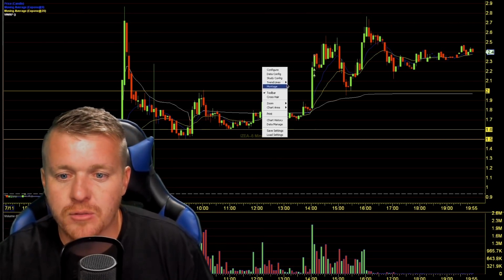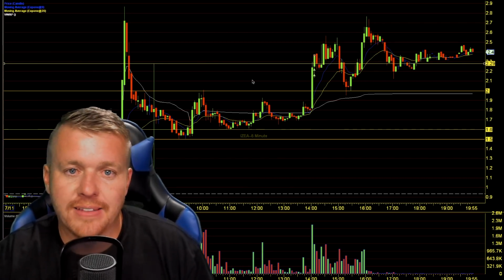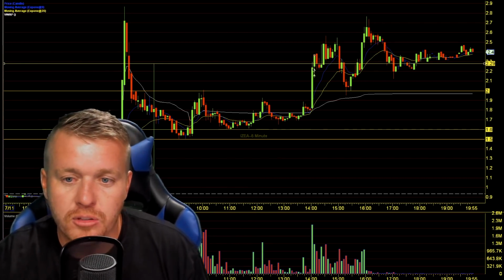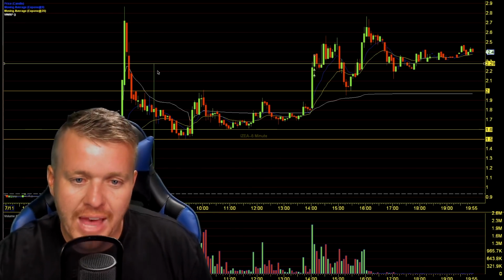Where is the previous resistance as well? Look at that right there, the $2.30 area. That's kind of what I was looking for. We got right up to that $2.30, the action was there, and I jumped in. We broke over $2.30, over that resistance.